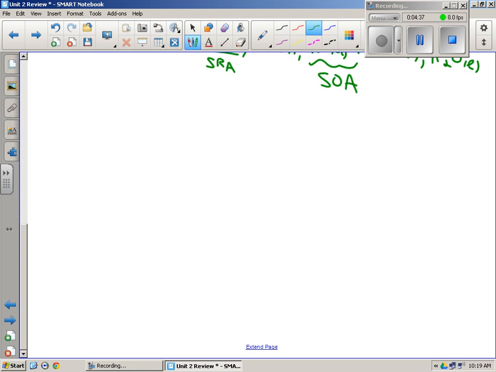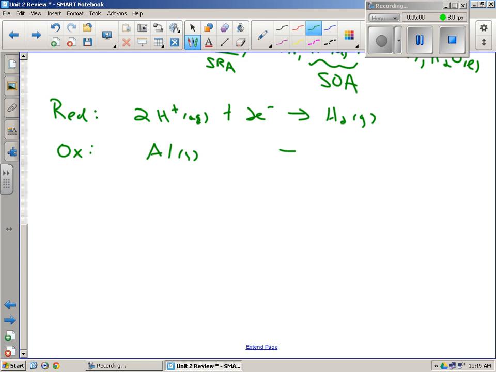You're going to write out the 2 half reactions from your data booklet. So the reduction half reaction looks like this here. I believe it's 2H+ and 2 electrons gives me H2 gas. Okay, and the oxidation half reaction, the most likely one to lose electrons, of course, is aluminum solid, and that would give you aluminum 3+ and 3 electrons.